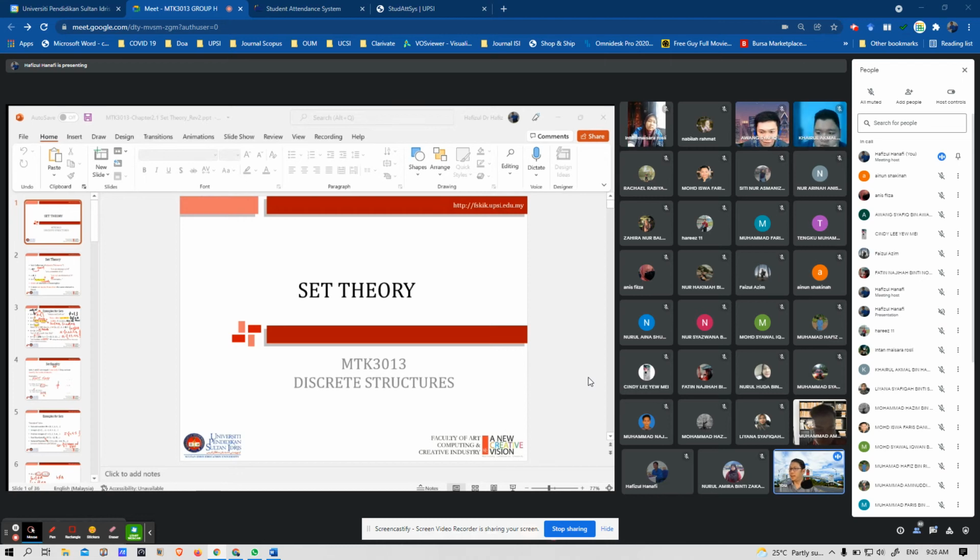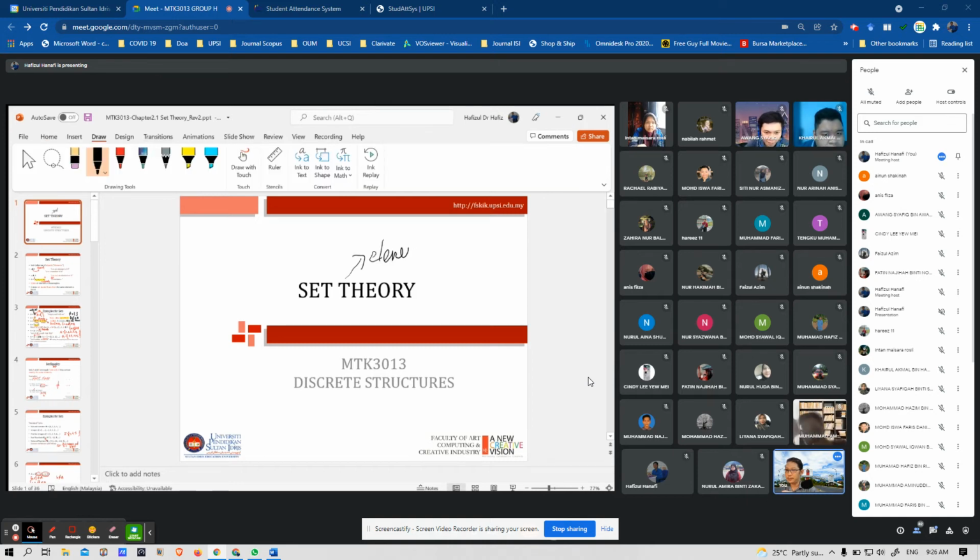Okay, for today we learn set theory in the mathematics discrete structure. A set is an unordered collection of different elements. It can be written explicitly by listing the elements using the set brackets. Okay, we can list the elements. This one contains the elements that we can list using the brackets.